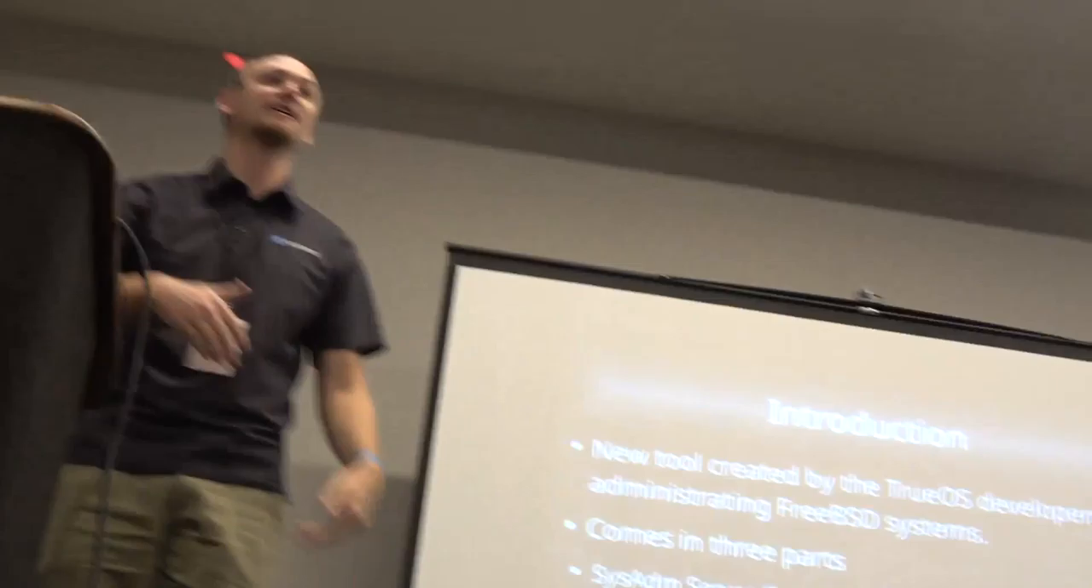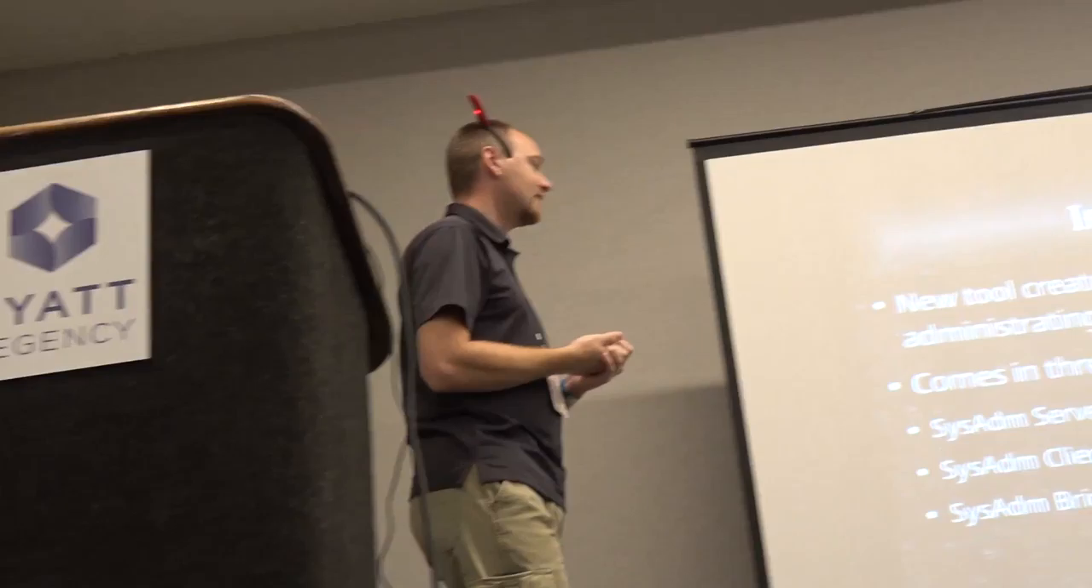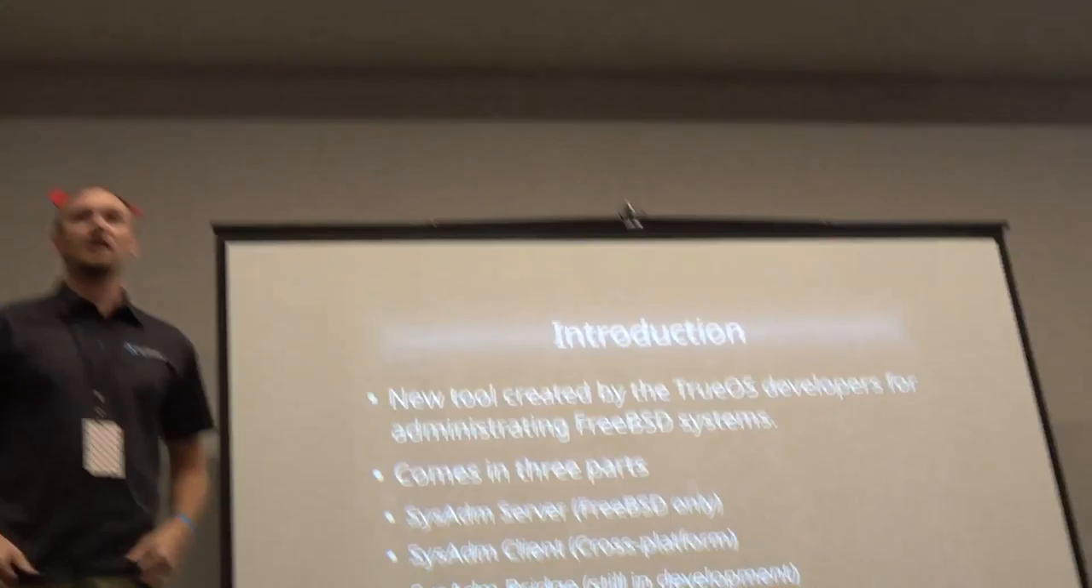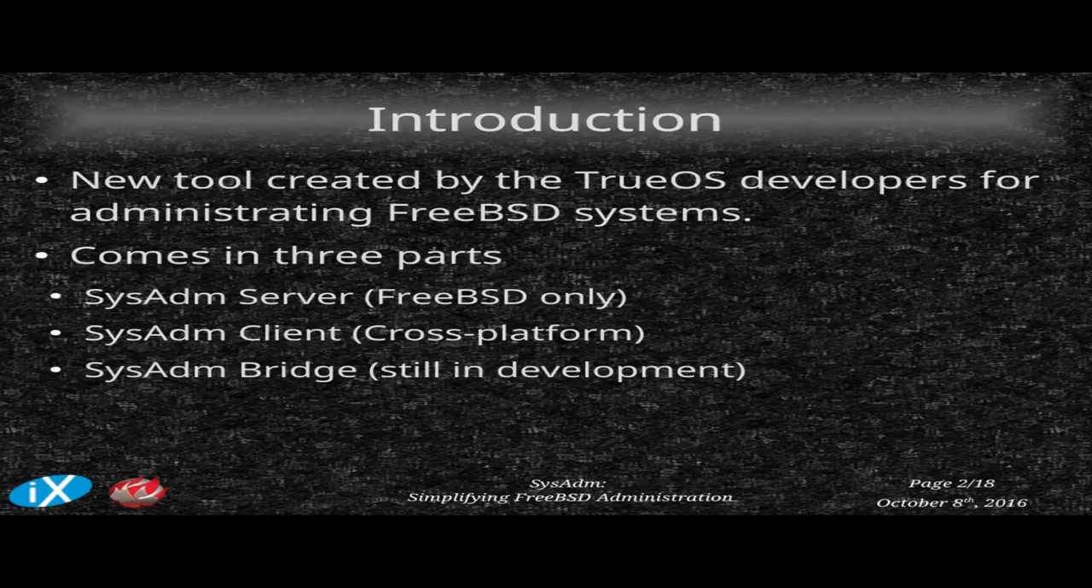So it comes in three parts. We do have a SysAdm server. This is what is FreeBSD specific. This is the thing that is available. I think it's available in the FreeBSD ports tree right now. We just put it in ports, but if not, it should be arriving fairly soon. And this is the component, like a service. You just start it on your system. It won't make any changes or whatever, but it allows you to listen and let clients connect to it or let scripts connect to it. It lets you do the remote administration part of it.